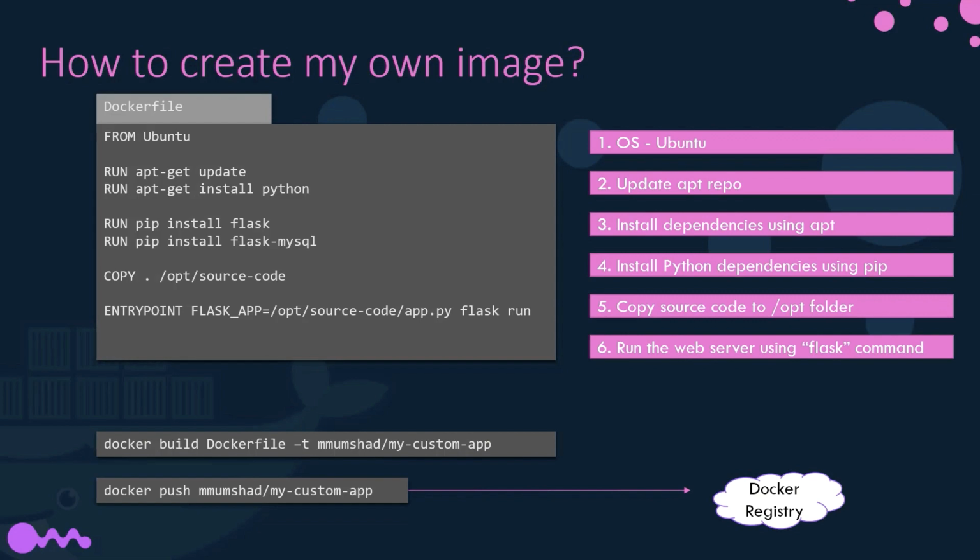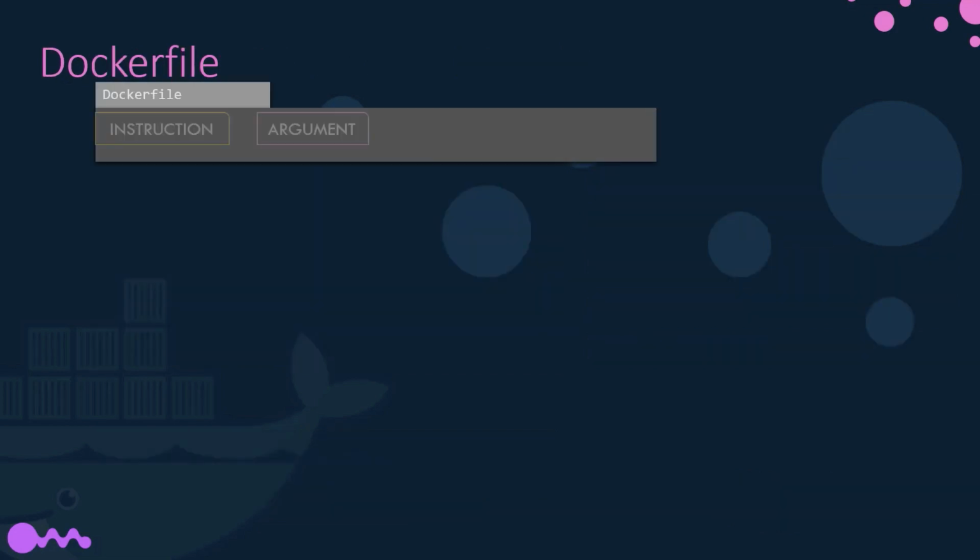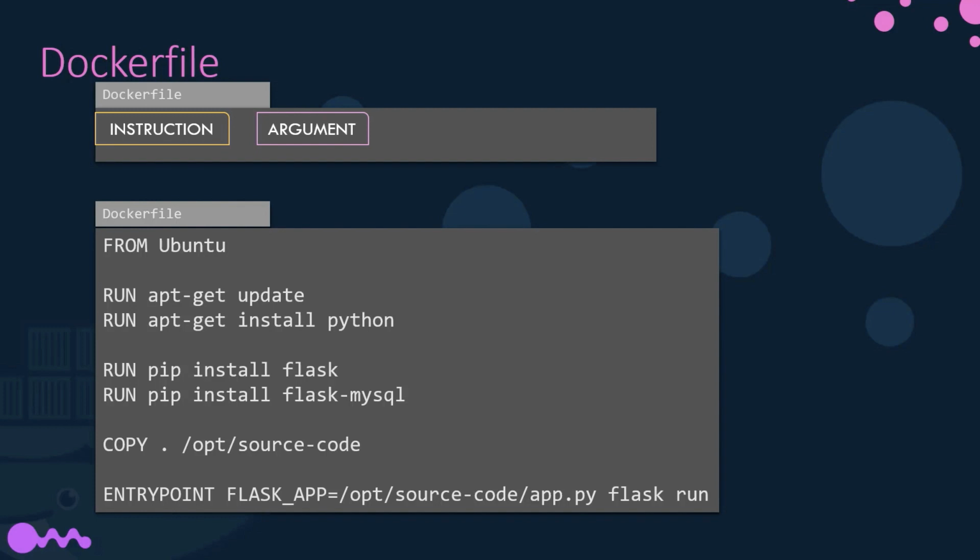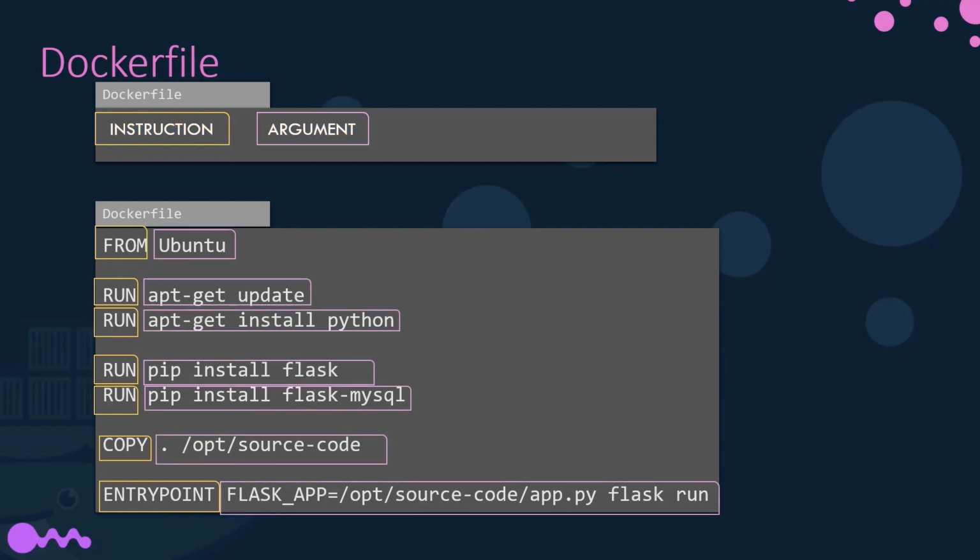Now let's take a closer look at that Docker file. A Docker file is a text file written in a specific format that Docker can understand. It's in an instruction and arguments format. For example, in this Docker file, everything on the left in caps is an instruction. In this case, FROM, RUN, COPY, and ENTRYPOINT are all instructions. Each of these instructs Docker to perform a specific action while creating the image. Everything on the right is an argument to those instructions.